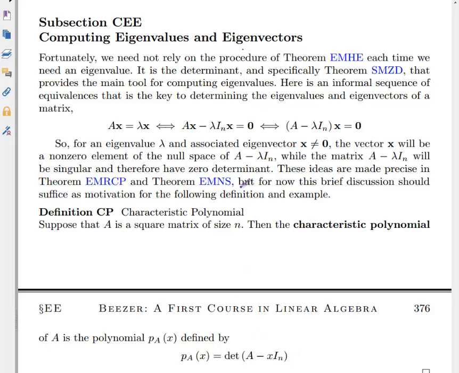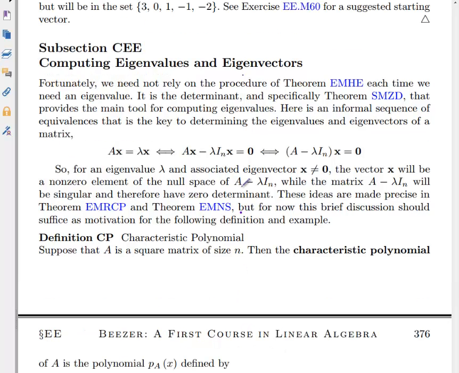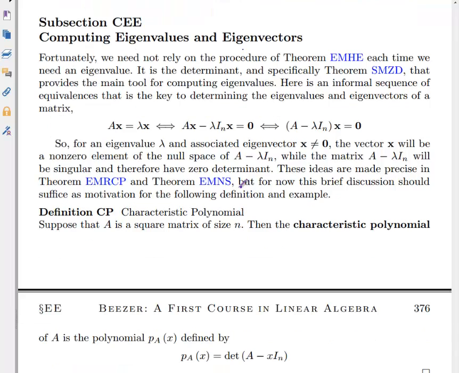All right, now we have found a method for computing eigenvalues and eigenvectors, but it was quite complicated. Let's find a simpler way. Okay, so remember, let's start with the definition of eigenvector and eigenvalue. An eigenvalue is a number lambda such that there's a vector x that satisfies Ax equals lambda x.